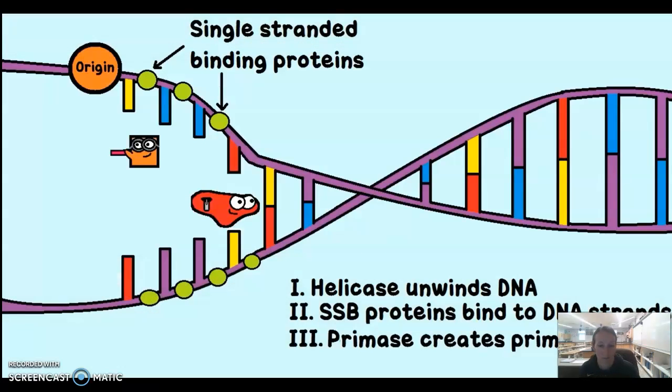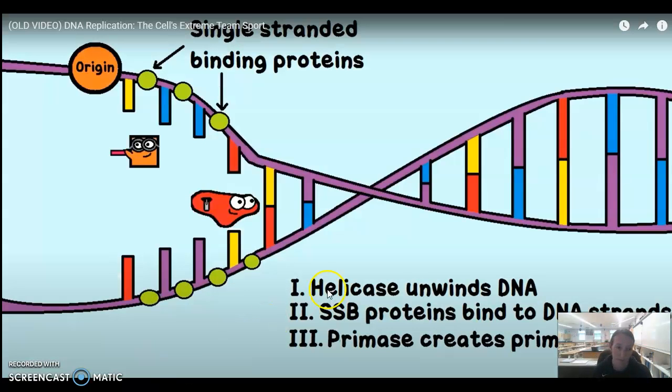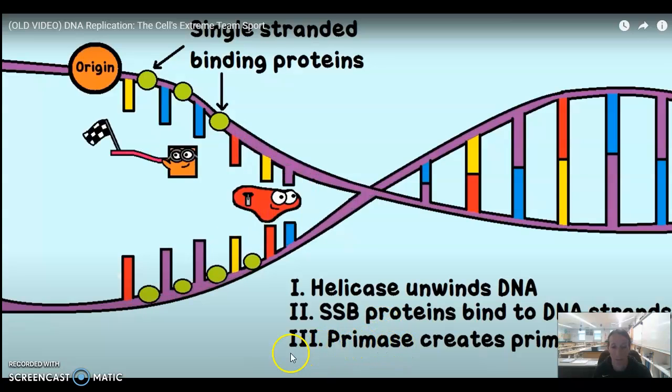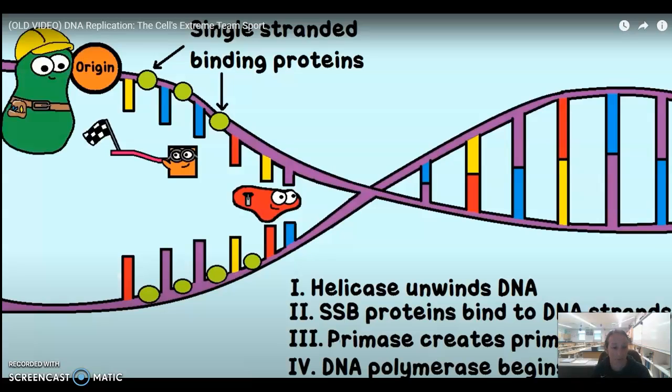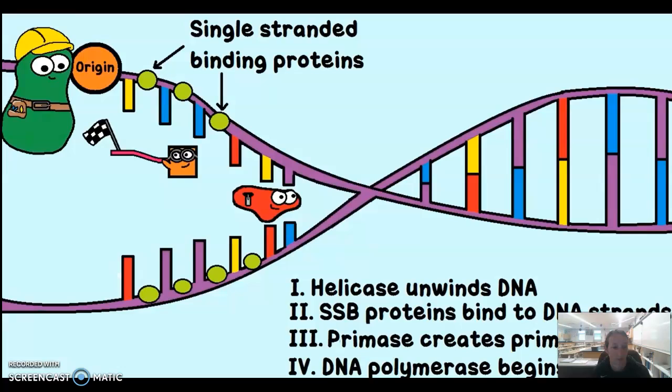Primase comes in and makes RNA primers on both strands. Now remember, that's really important because otherwise when DNA polymerase comes in, it wouldn't know where to start. Right. Now DNA polymerase can get to work. Remember, it's the important enzyme that adds DNA bases.